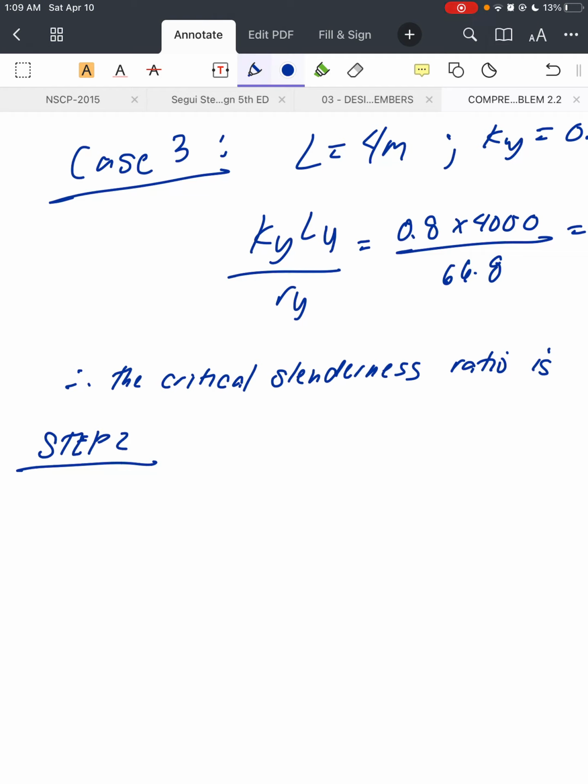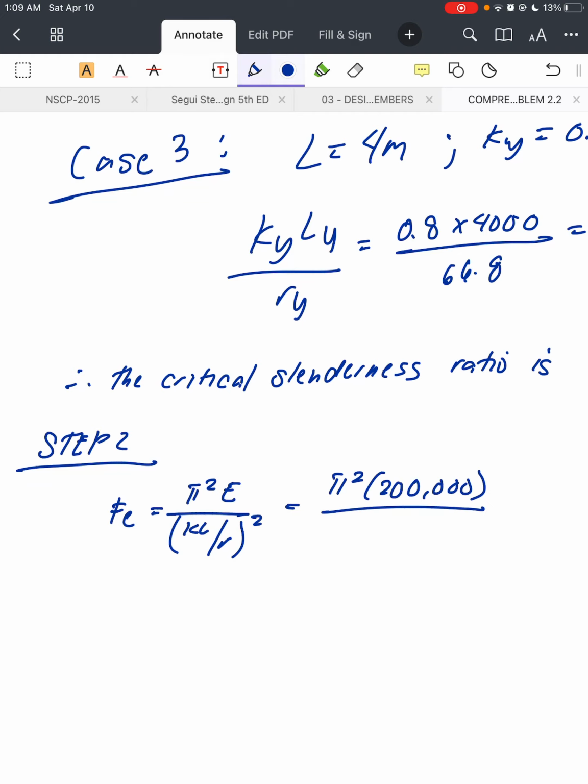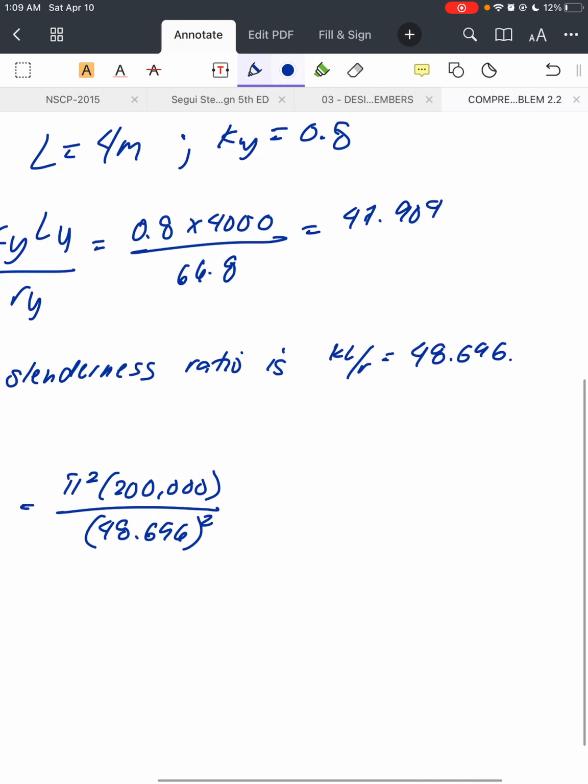Okay. So for our step 2, we have to compute for the buckling stress or F sub E. Okay, so remember the formula for F sub E is equal to pi squared times E over KL over R squared. So that is equal to pi squared times 200,000 over 48.696 squared. Okay, that should be equal to 832.43 MPa.